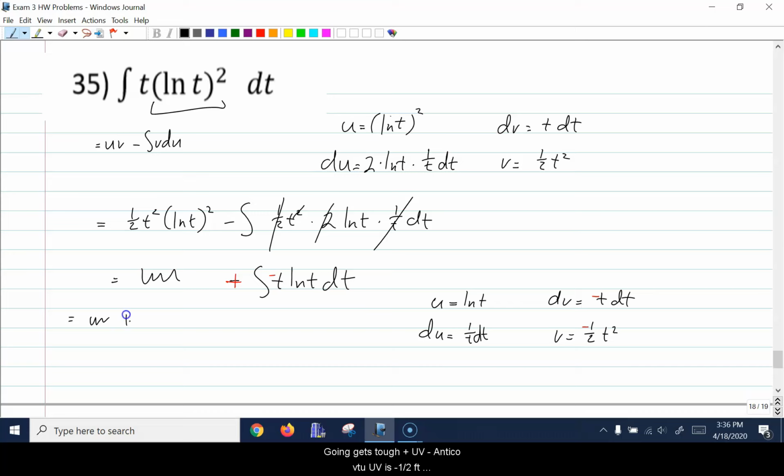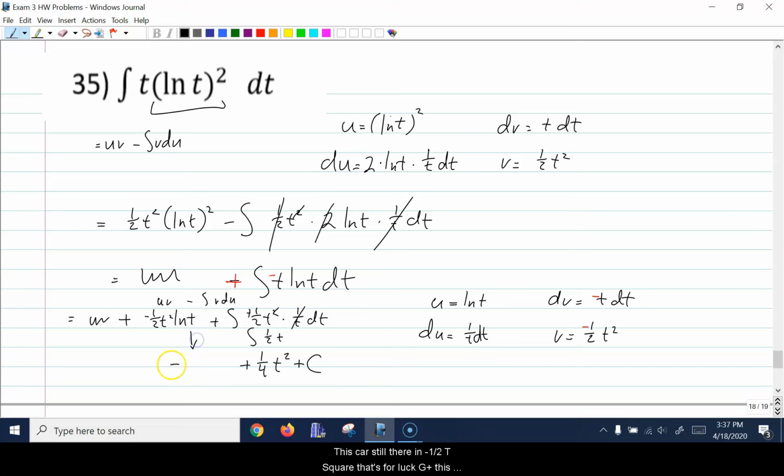So I get stuff plus uv minus integral v du. uv is negative a half t squared natural log t minus the integral of v, negative 1 half t squared, du, 1 over t dt. These negatives cancel. This is t squared times 1 over t is t. So this is the integral of 1 half t. The integral of half t is 1/4 t squared.